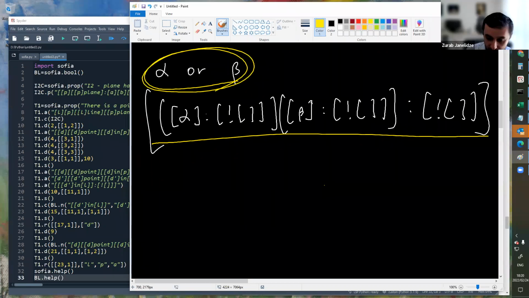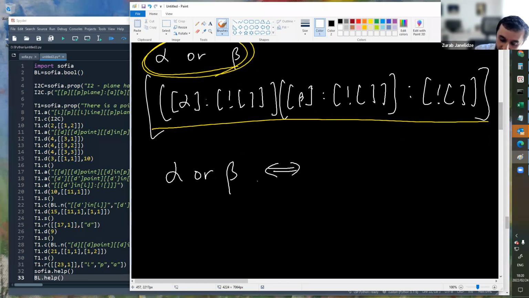So what does it mean that alpha or beta? That means that at least one of them must be true, right? When we say alpha or beta, we mean that either alpha is true or beta is true. At least one of them is true. So at least one of them being true is the same as both of them being false. So what I'm saying is that, using standard mathematical notation, alpha or beta is equivalent to not alpha and not beta being false.